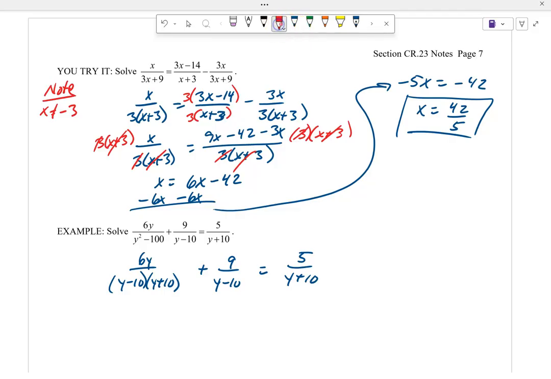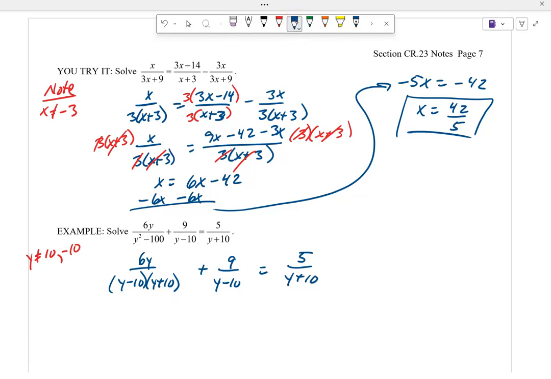So from the y minus 10, I know y cannot be 10. From the y plus 10, negative 10, right? And then from that one, 10 and negative 10. So let me erase that part right there.